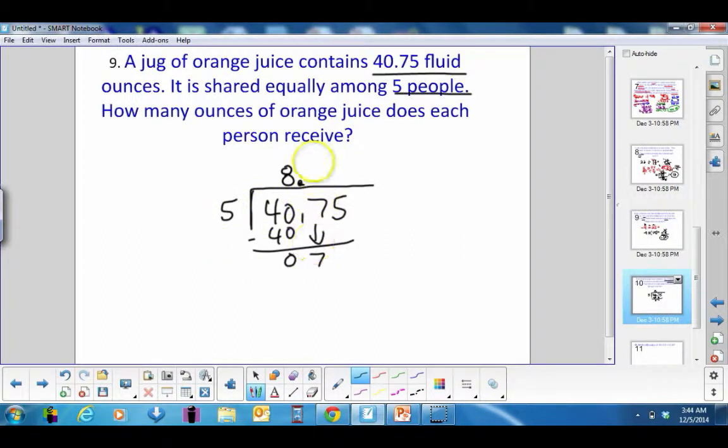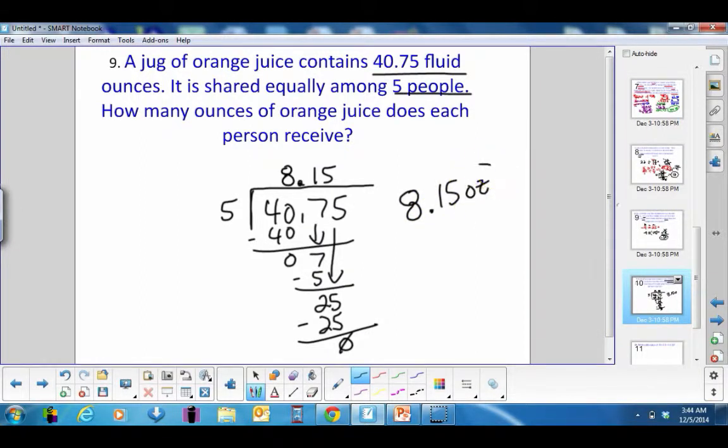5 goes into 7 one time. 1 times 5 is 5. 7 minus 5 is 2. Bring down the 5. 5 goes into 25 5 times. 5 times 5 is 25. Okay, it looks like each person is going to receive 8 and 15 hundredths ounces.